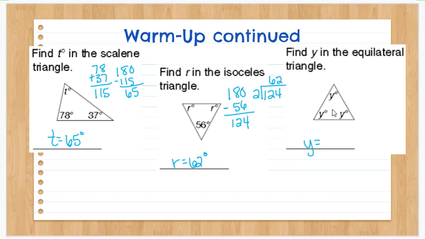All right, so now we have the last one, our equilateral, where all sides and all angles are the same. So this time we know that each of them are going to be all equal to 180, and there's 3 of them, so I'm just going to take 180 and divide it by 3. And that gives me 60. So then we know that Y equals 60 degrees. So you can plug it in and see if it works. Does 60 plus 60 plus 60 equal 180? Yes, it does. So this is your equilateral triangle. Good job.